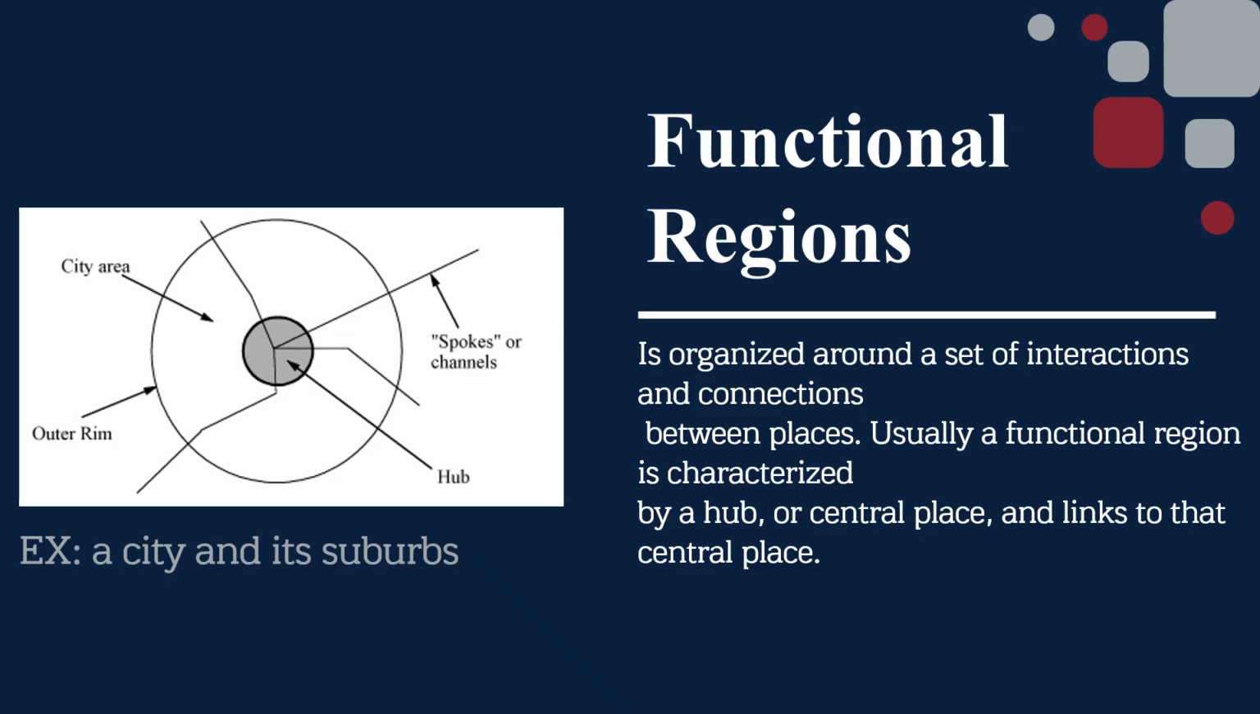Functional regions, these are set based off of a connection between places, usually characterized by a hub. So for example, you have a downtown in a city, and then the places outside of it, the suburbs, are built in relation to that city. Austin has many suburbs: Round Rock, Pflugerville. Going south, you are getting close to Buda, Kyle. It's growing, and you have suburbs that have developed. That's a functional region.